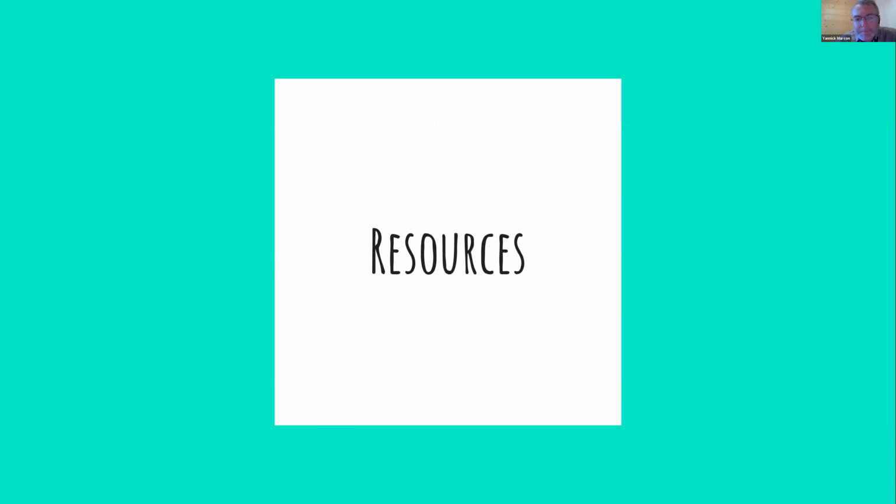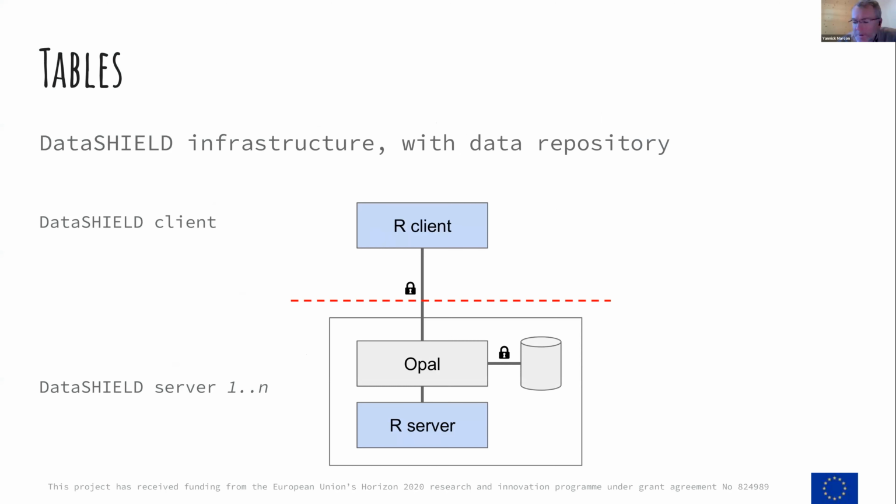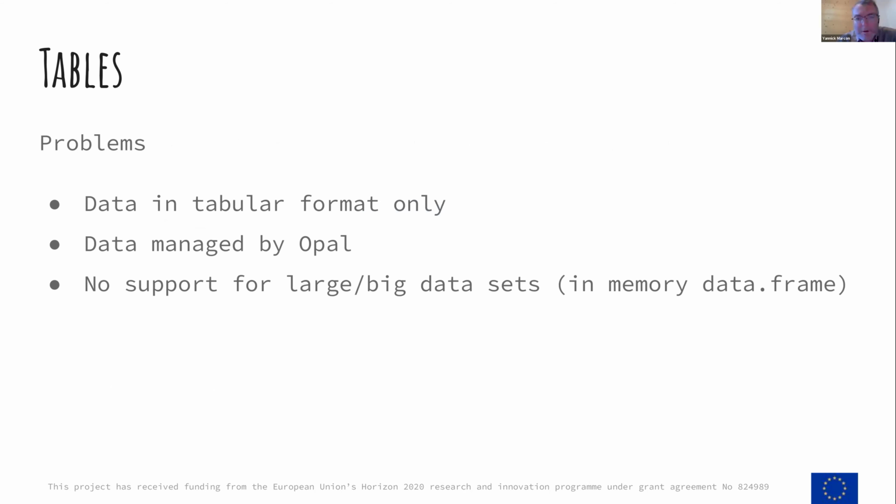So about the resources, the DataSHIELD infrastructure historically looks like this. You've got an R client that connects to Opal or similar software, and the R server and the database, or something that is like a database. The limitation of this infrastructure is that the data needs to be in tabular format only. Which can be a problem, because if you are dealing with different formats, it does not fit in the database, and it's like pushing a circle into a square. So obviously you got problems.